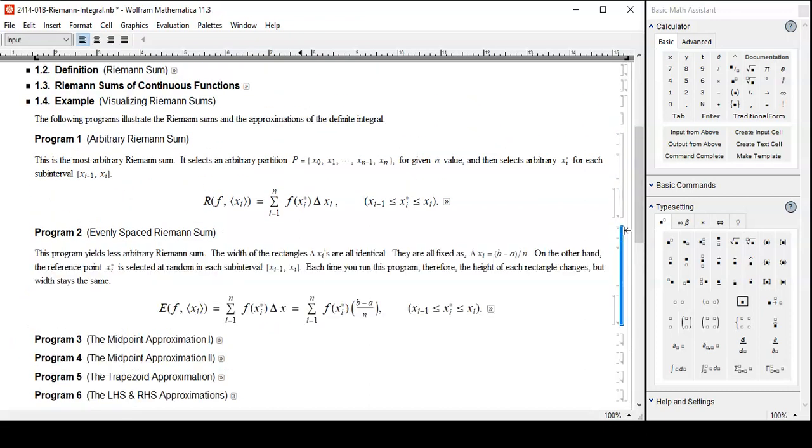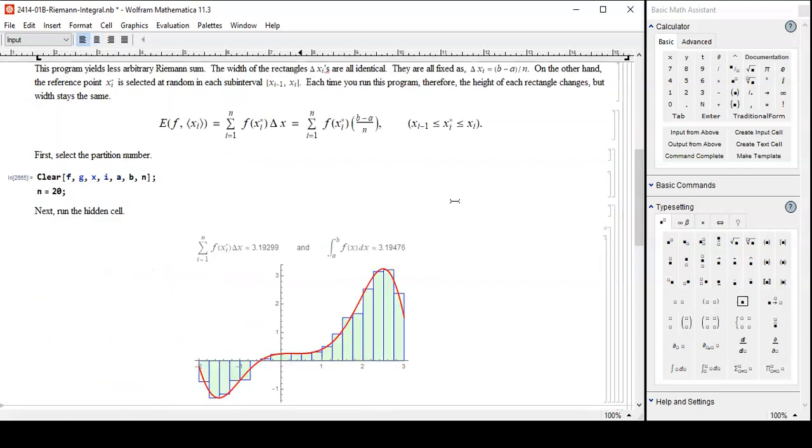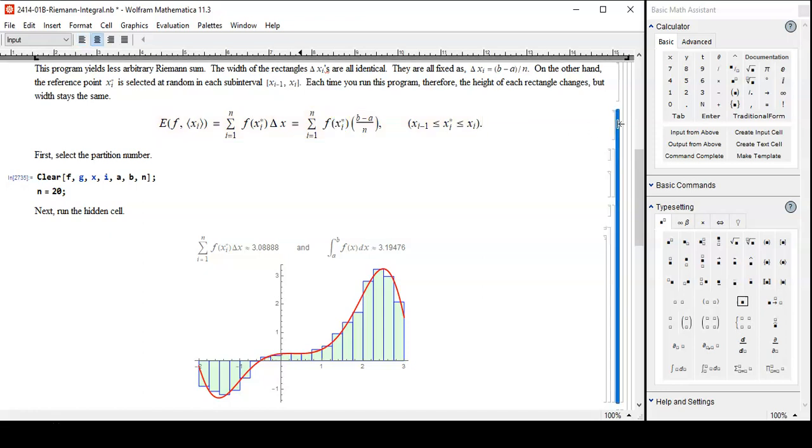Much better way is this one, but still it's a bit of a tweener, you see. Evenly spaced. So if you look at the rectangles, the widths of those rectangles are the same. Heights of those rectangles change because of the randomness here. Xi stars are random. So you get a much better approximation here, but still, this is not really practical in terms of computation either, because of the randomness, of course.